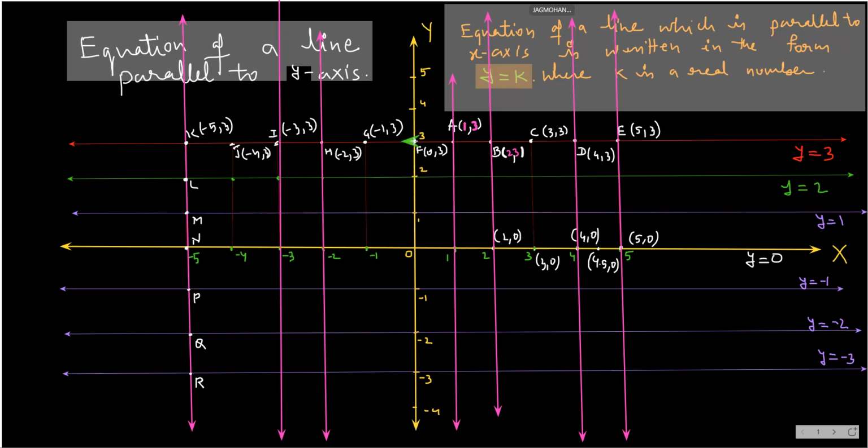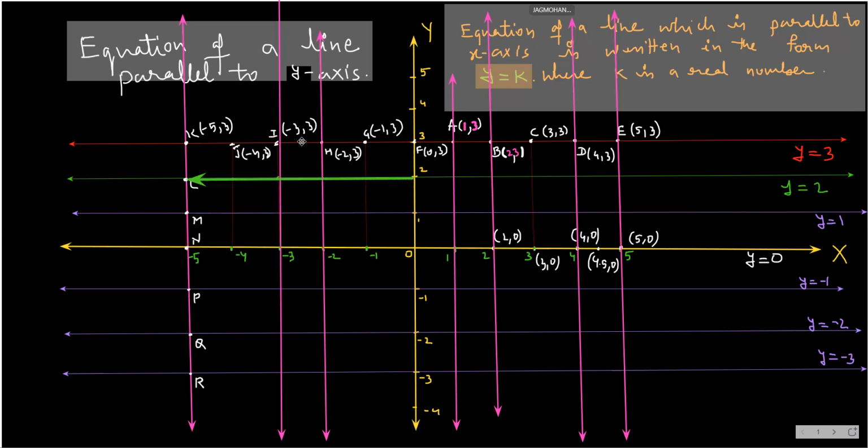See, here is your y-axis. So you will see the displacement along x-axis. The displacement is 5 to the left. Displacement along x-axis is the x coordinate. So 5 to the left, so the x coordinate is -5. See, all these points will have x coordinate -5. Try to understand.